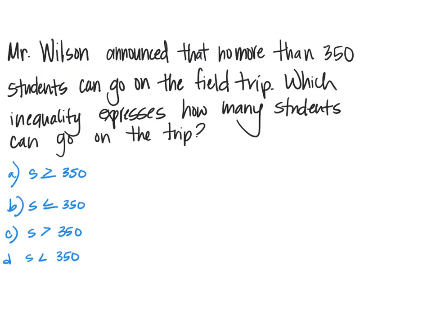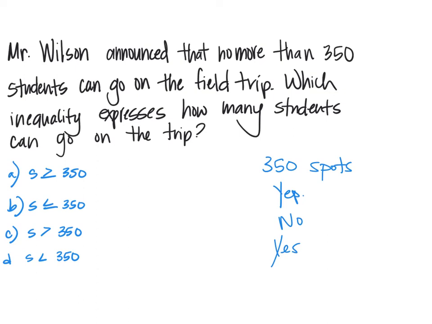All right, next one. Mr. Wilson announced that no more than 350 students can go on the field trip. Which inequality expresses how many students can go on the field trip? So there are 350 spots. Can there be 350 students? Yep, there can be. We can have up to 350. Can we have any more? No. You can't have any more. Can you have less? Yes.